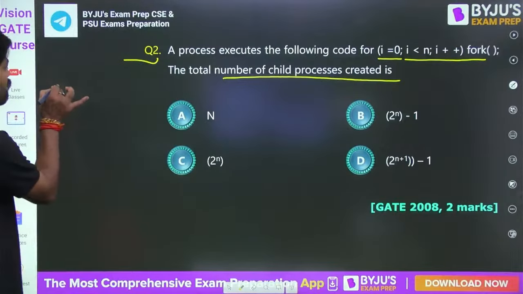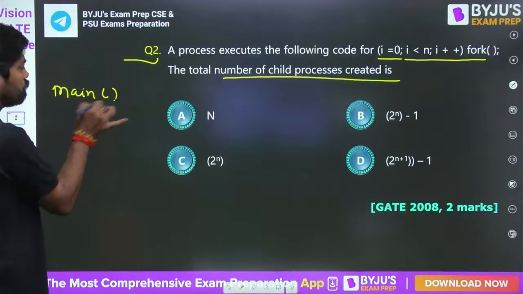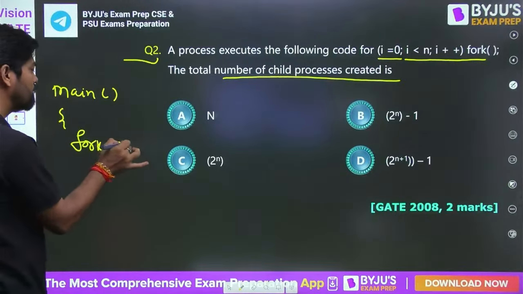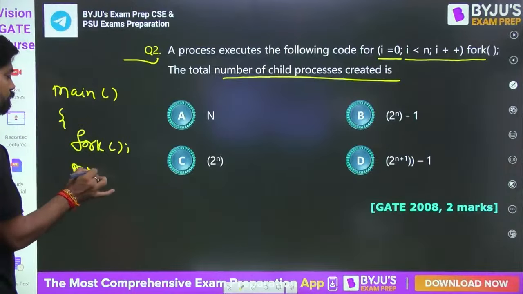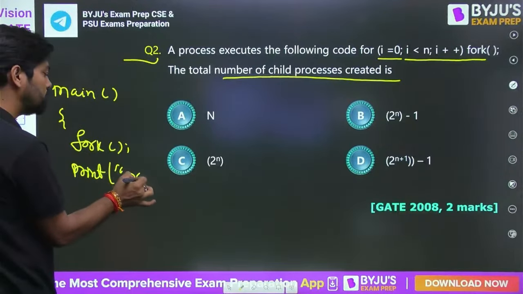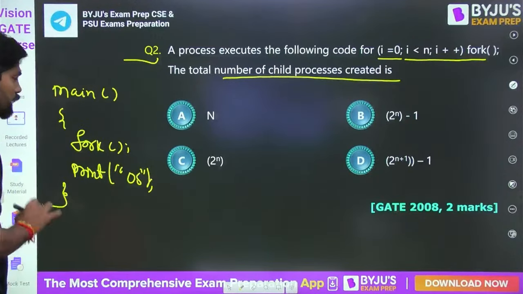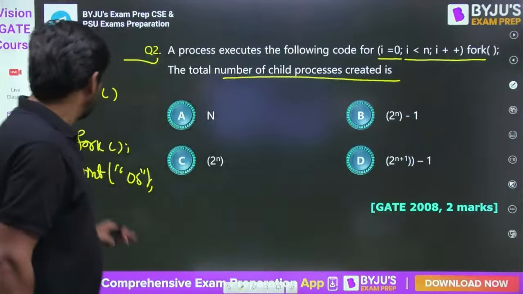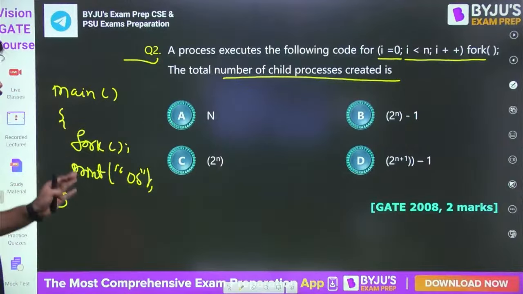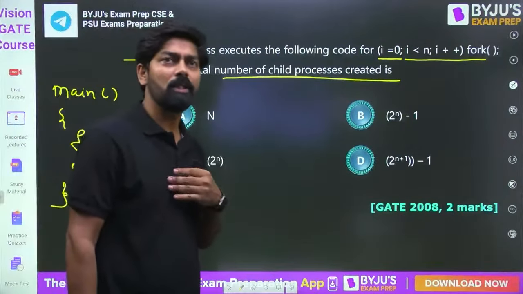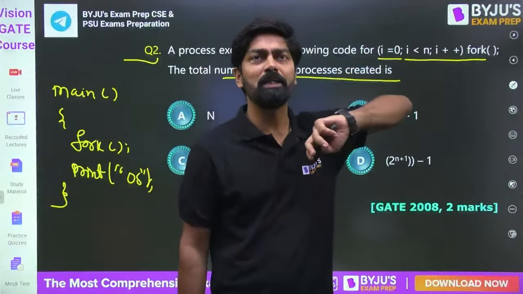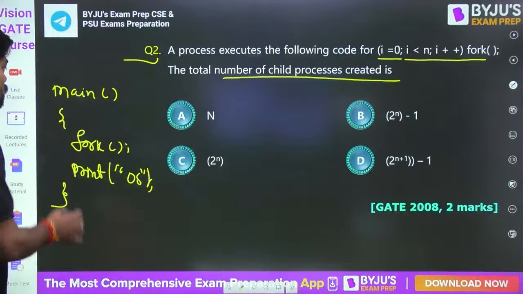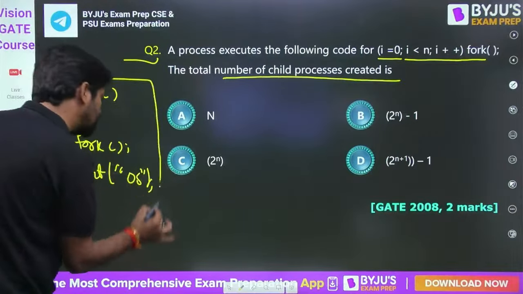Let me write one example. Let's suppose main, and let's suppose we have fork, and I am printing OS. Do not bother about the syntax and all. Someone is telling option D, okay. I just want to explain how it will create the child process, because I already told you what fork is: a system call in the Unix operating system in order to create child processes. So what will happen? This is your code.